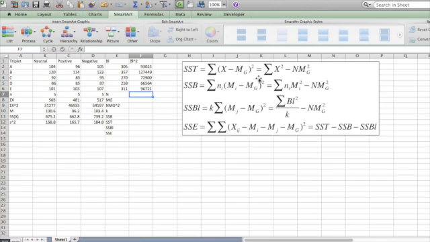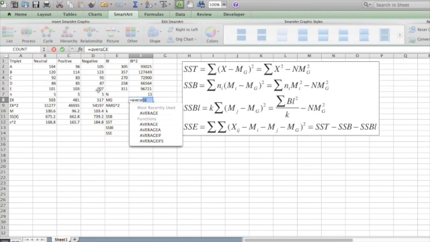So for a big N, I'm just going to count all the scores. So I'll use the count function, select my range of scores. I should have 15 of them. The grand mean is just the average of all the scores, so I'm just going to use the average function, select my range, and that will give me the average, the grand mean, or the grand average, or the big average. And I'm just going to multiply n times that grand mean squared to compute this little intermediate term, nmg squared.